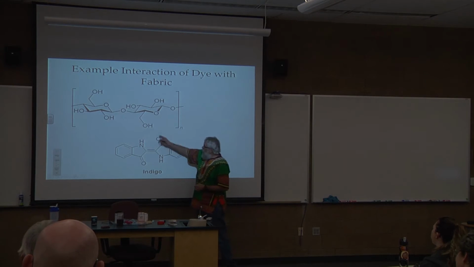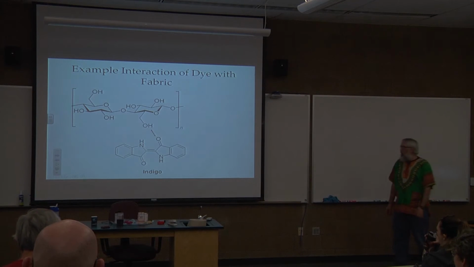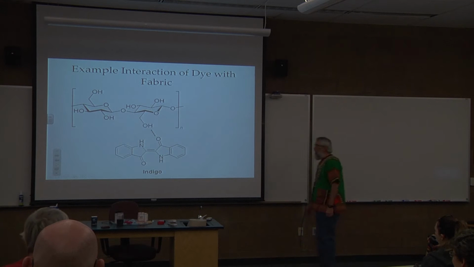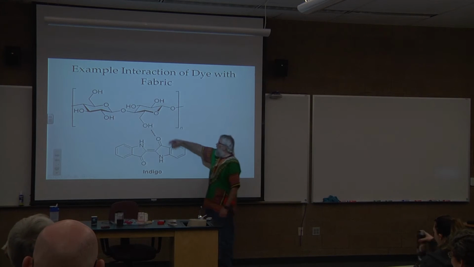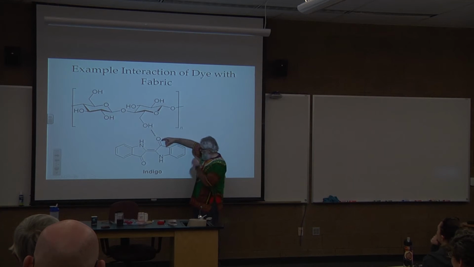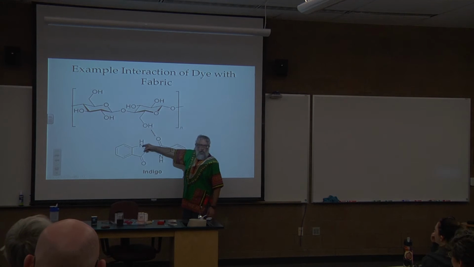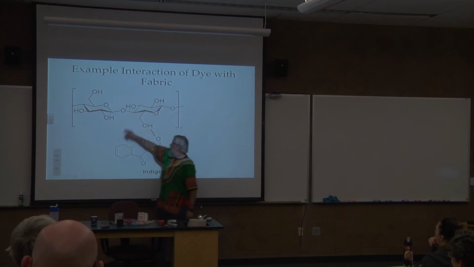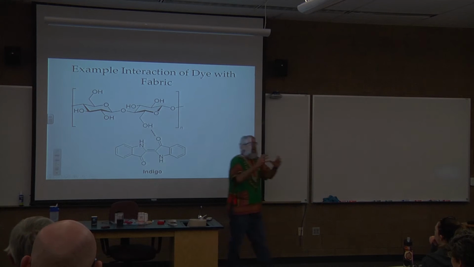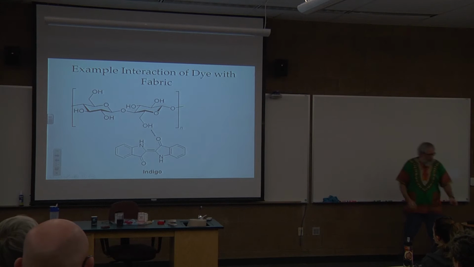But these groups can interact with one another through a hydrogen bonding sort of interaction. And so we've got the hydrogen of the cellulose being attracted to the oxygen of the indigo. And likewise, we could have the hydrogen that's attached to the nitrogen of the indigo being attracted to an oxygen, and so on. There are many opportunities for hydrogen bonding interactions.